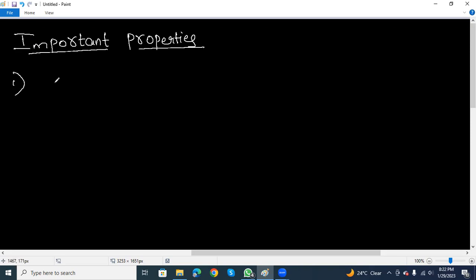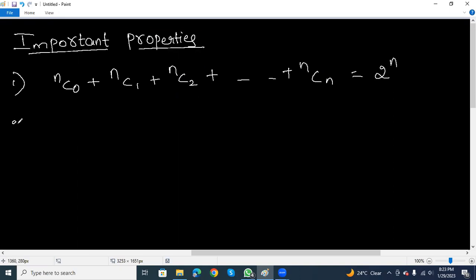Sum of all coefficients. Sum of all coefficients means we start with NC0, the first coefficient, then NC1, NC2, and so on, till the last term NCN. The formula for the sum of all coefficients is 2 power N. If we know the N value, we can find the sum of all coefficients easily. Next formula.